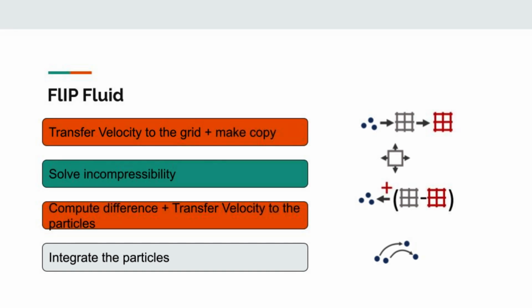Next, we have FLIP fluids, where we start out the same thing. We transfer the velocities to the grid, but we make a copy. Then we solve for incompressibility again. And then our next step, we compute the difference between the original copy and after solving it for incompressibility, and then transfer the velocity to the particles and integrate the particles.